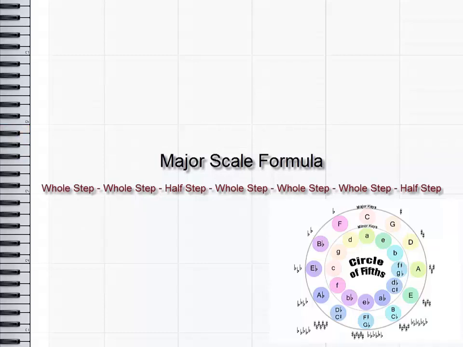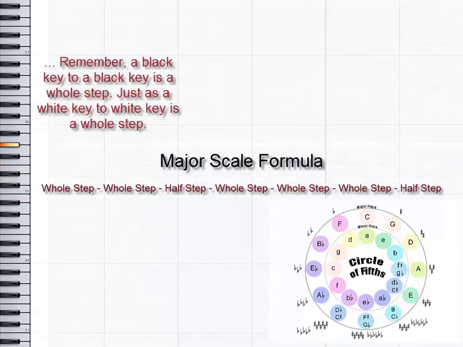Going further onto the circle of fifths, we can see that the next key in our progression has three sharps, and that should be our A major scale. So let's begin on A and use our major scale formula once more. A, whole step, half step, whole step, whole step, whole step, and a half step. A major.